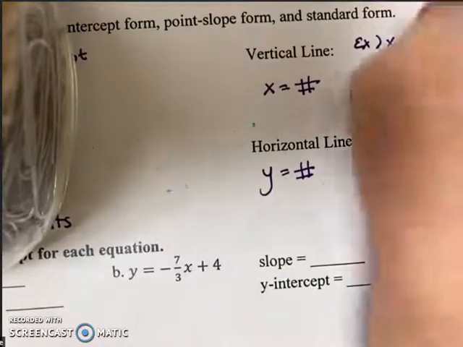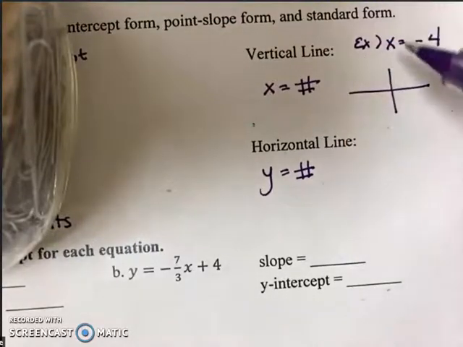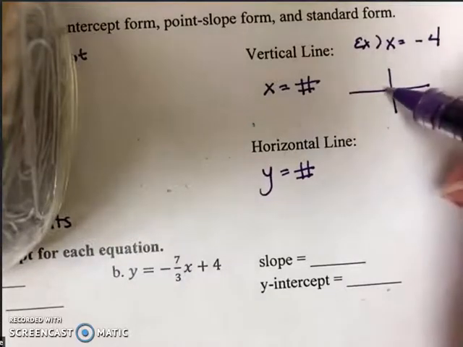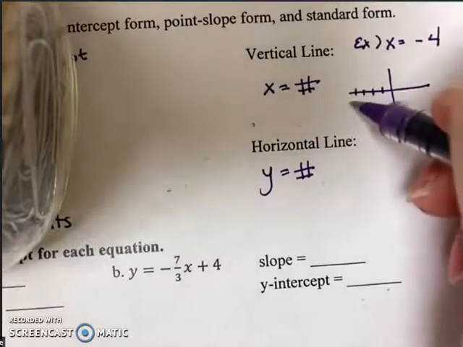If I were to graph that, I would want to go along the x-axis to where negative 4 would be. So 1, 2, 3, 4. That's right here.